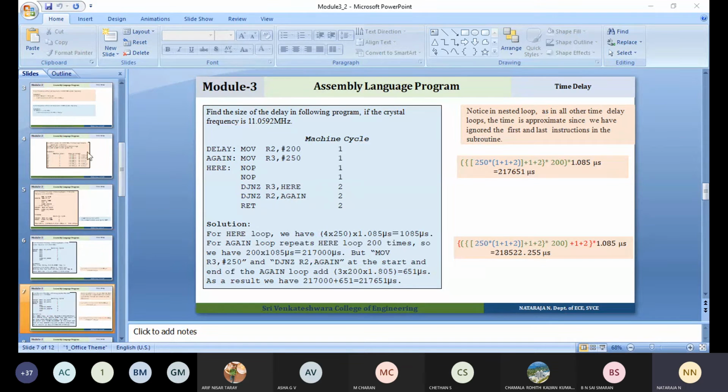See here, for the inner loop we have no operation, DJNZ R3. Totally 2 plus 1 plus 1, 4 into 250 times into 1.085 microseconds you will get. You can calculate the time for that. Then the loop repeats 200 times, so 200 into 1.085, the machine cycle being 1. That will be calculated. But move R3 comma 250 and DJNZ R2 we also have. At the start and end of the outer loop add 3. Rest of the things you have to add.